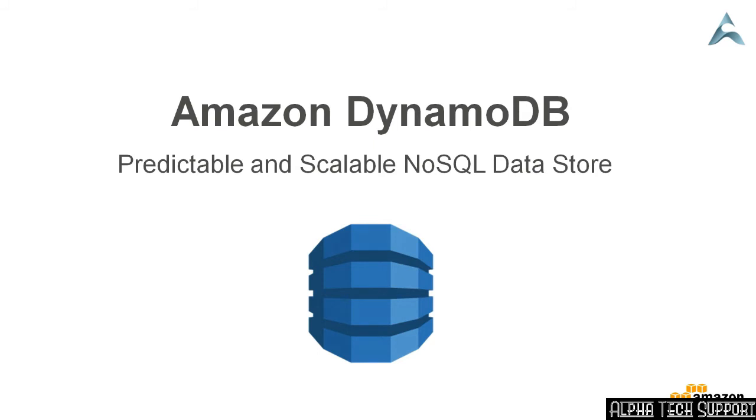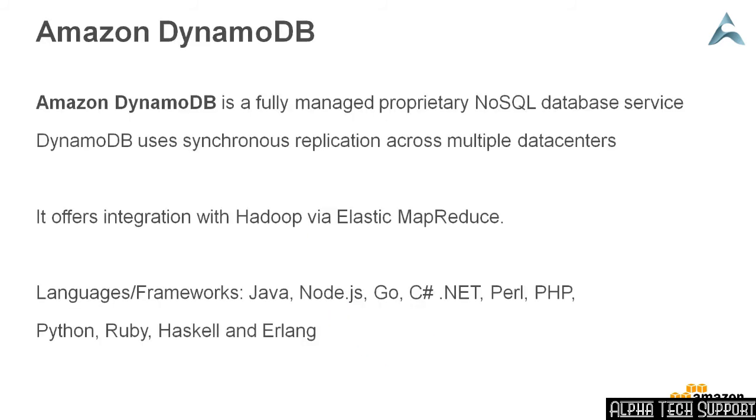Here comes Amazon DynamoDB, that is a predictable and scalable NoSQL data store or database. You can store your data in key value format or in a document oriented database with Amazon DynamoDB. So now let us explore what DynamoDB is. DynamoDB is a fully managed proprietary NoSQL database service. It is not a relational kind of database.